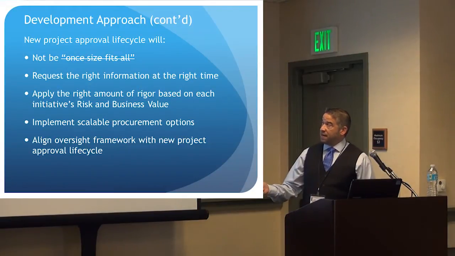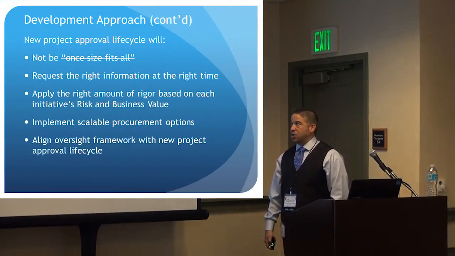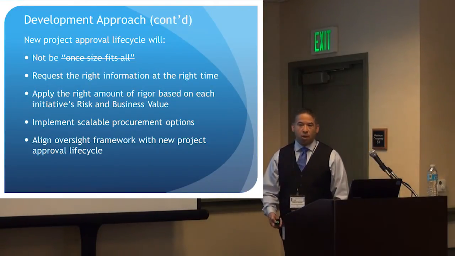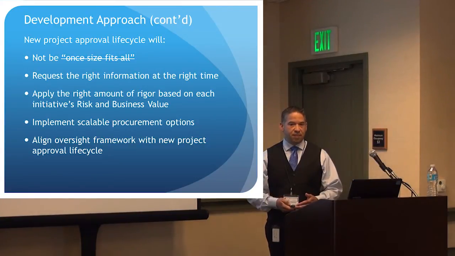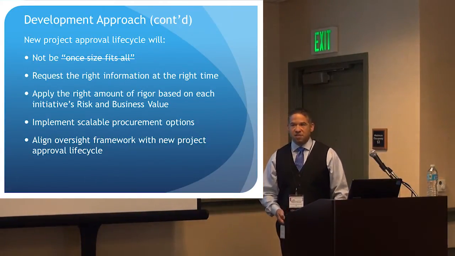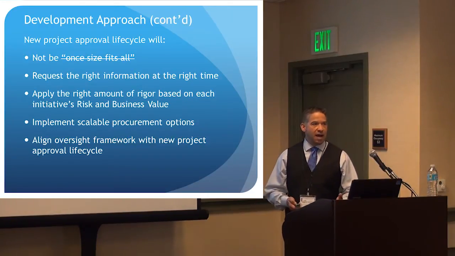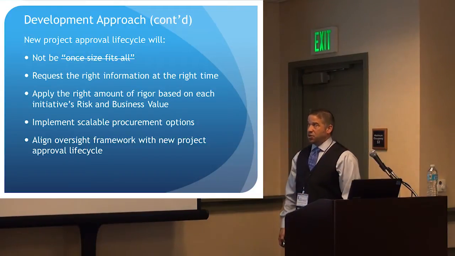Some more things. I touched on the fact that the process will not be one size fits all. We're really going to take a look at making sure that we're applying the proper amount of rigor where it's needed most. We're not going to treat the $200,000 low risk initiative the same as the $200 million high risk initiatives. We're going to request the right information at the right time.